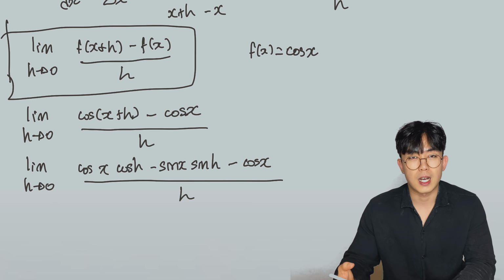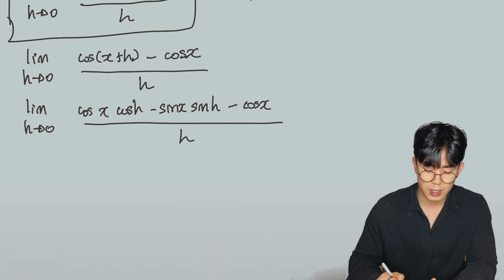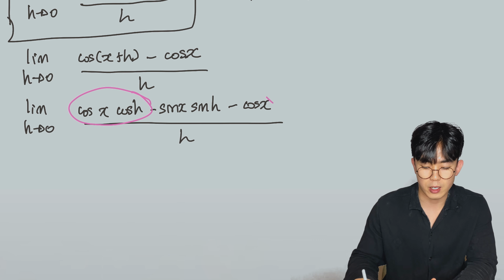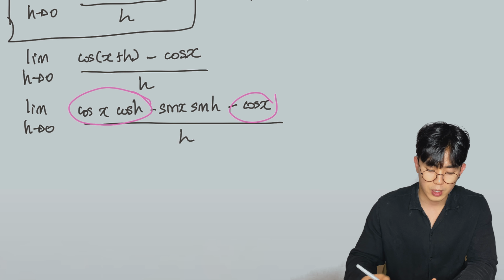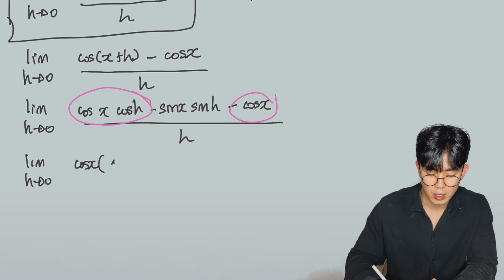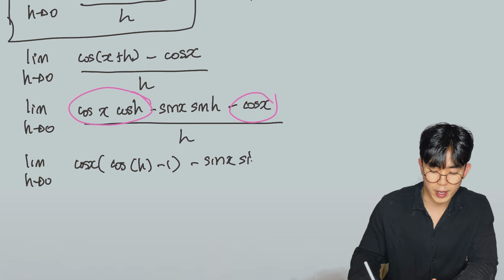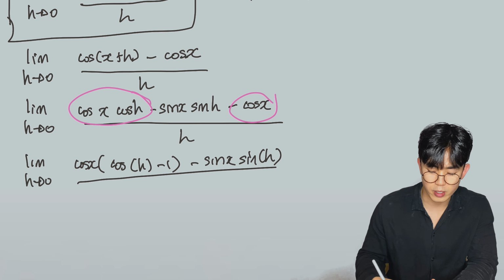Now, what I want to do is group together the cos terms and the sine terms. As you can see, I have a cos x here, and I have a cos x here, so I can group them together. So I'm going to say limit as h tends to 0, cos x, open bracket, cos h minus 1, close bracket, minus sine x sine h, all over h.